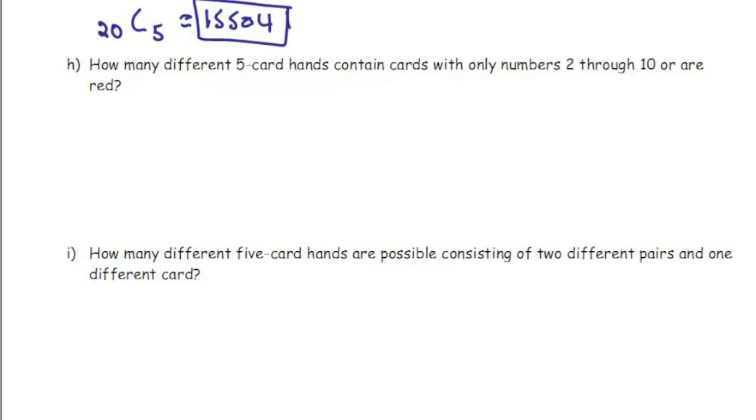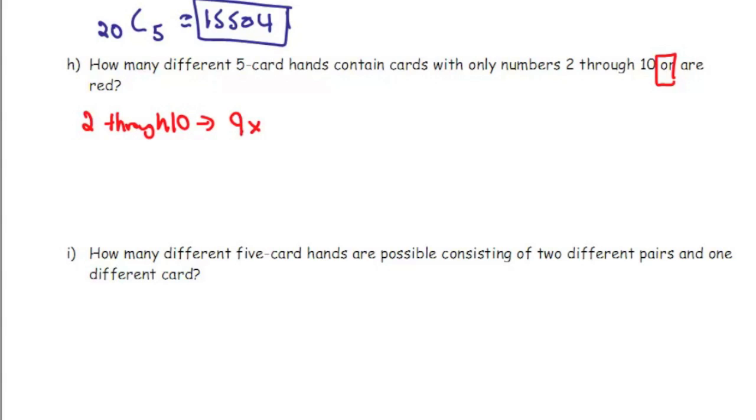15,504. So as I said in pretty much every other type of question, you've got to know the set that you're choosing from. If you haven't figured that out, you left out a really important part. Okay? So H asks us then, how many different 5-card hands can contain cards with only numbers 2 through 10 or are red? So there's a whole bunch of stipulations involved here. So first things first, we have to know how many cards we actually get to choose from.